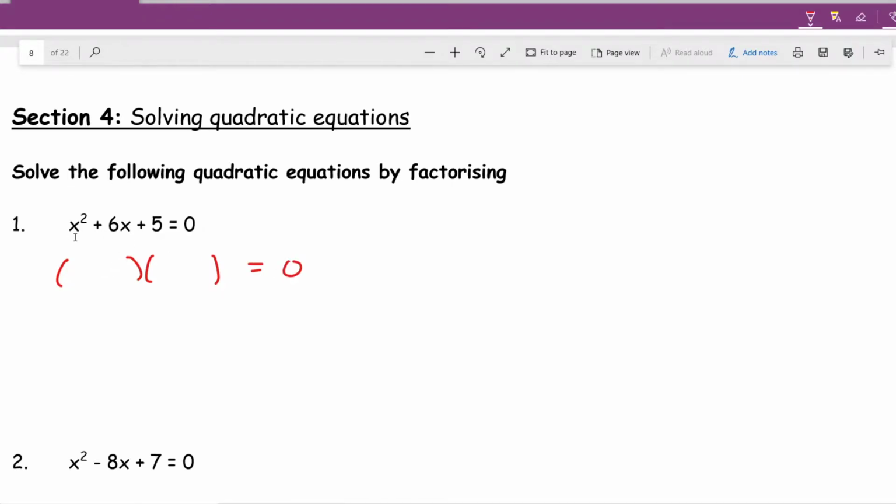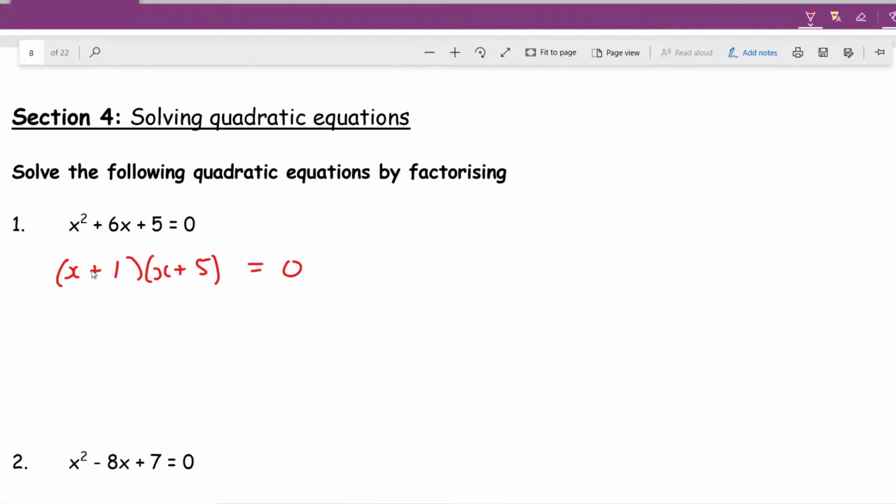Have a look at this 5. First of all, that's singular, so that's just going to be x in each corner. 5 can be split up to 5 and 1, and 5 add 1 will give me 6x. So if I put the plus there, they're both positive. x times x is x squared. x times 5 is 5x. 1 times x is 1x. So 1x plus 5x, 6x. 1 times 5 is 5.